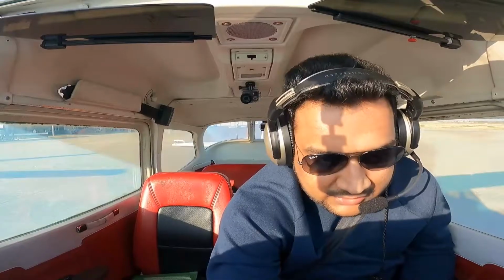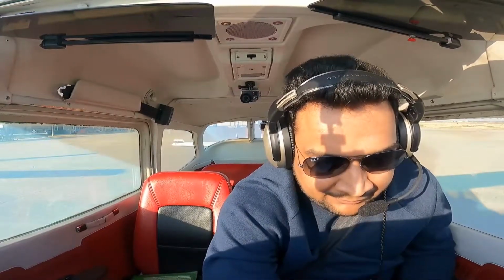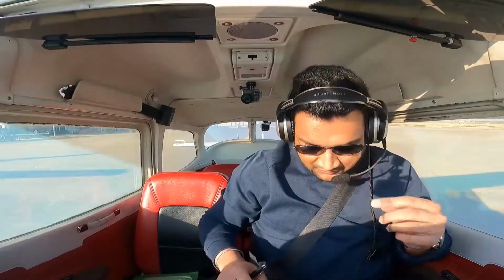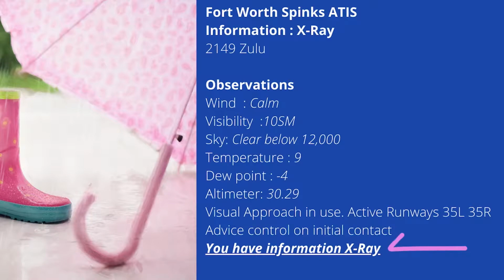The altimeter is 30.29. That's one of the most important parts. So we've got to set the altimeter here in the Kollsman window, which is 30.29, and that will lead the altimeter to indicate the field elevation plus or minus 75 feet. So that's what we look for. And he said information X-ray.